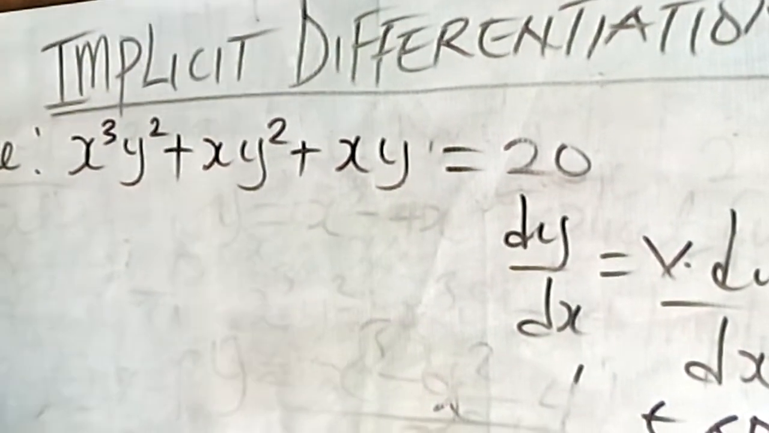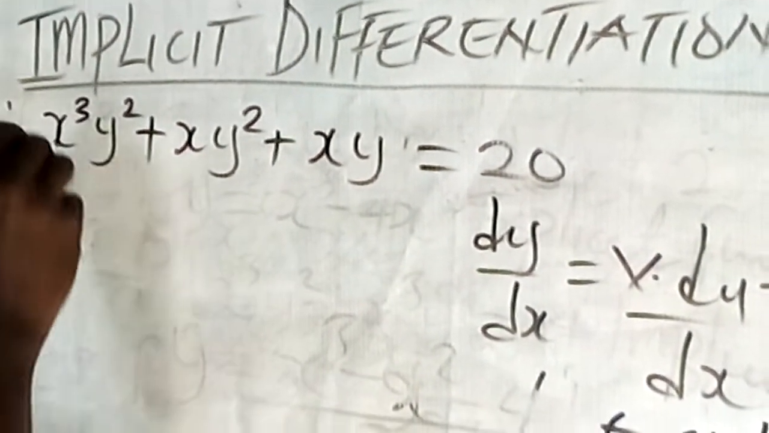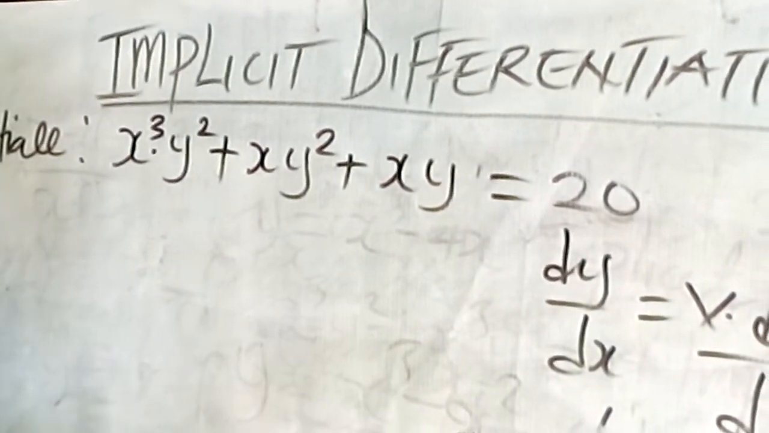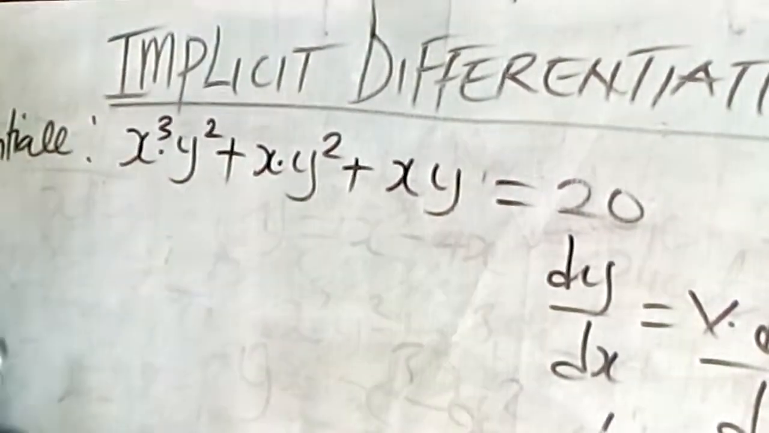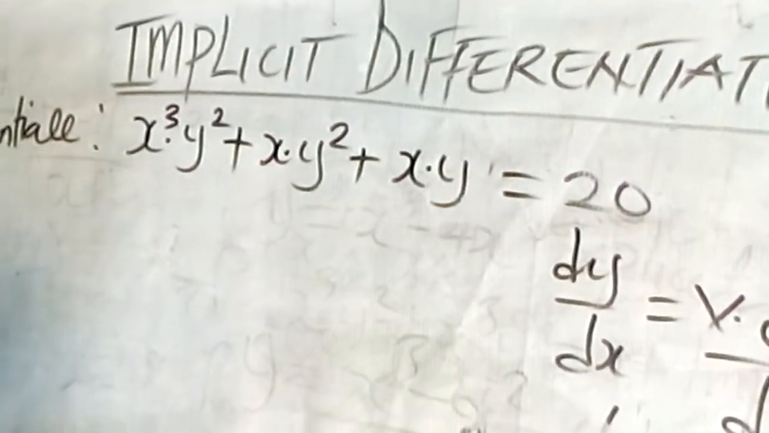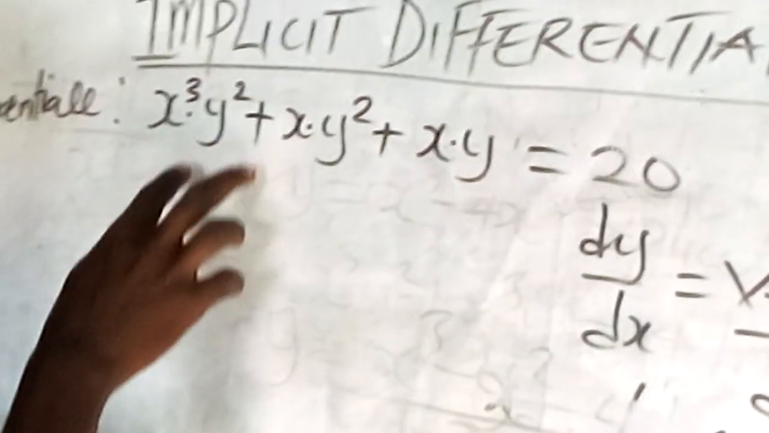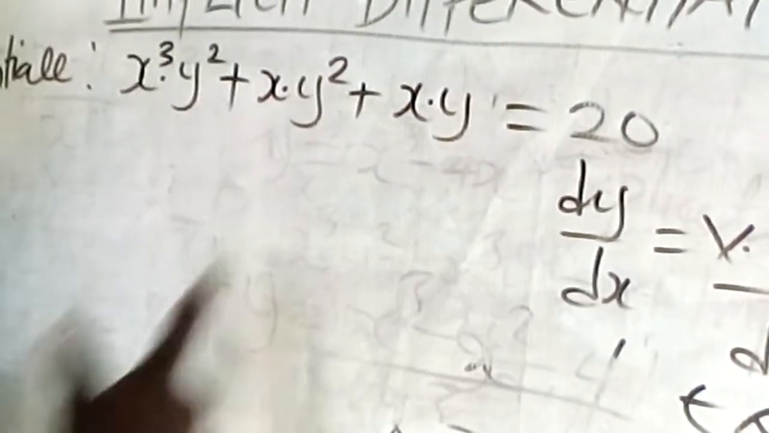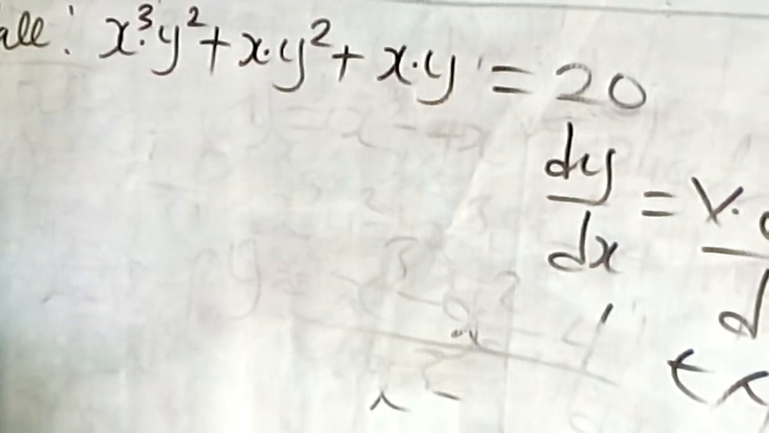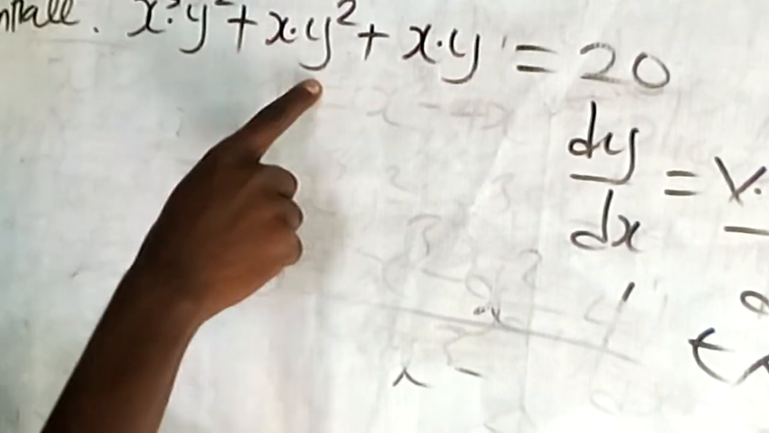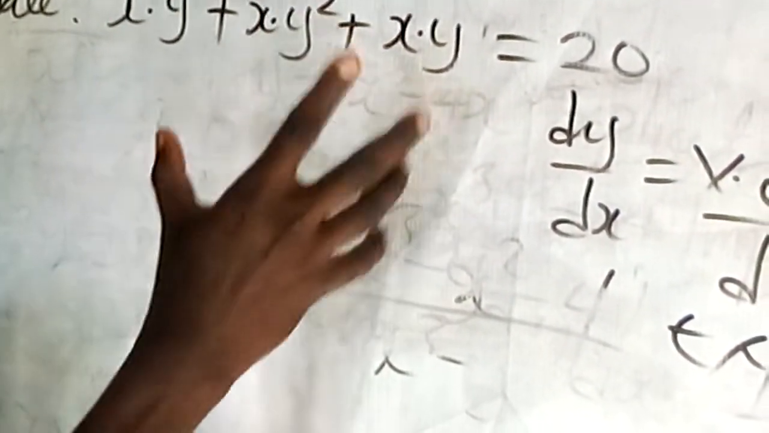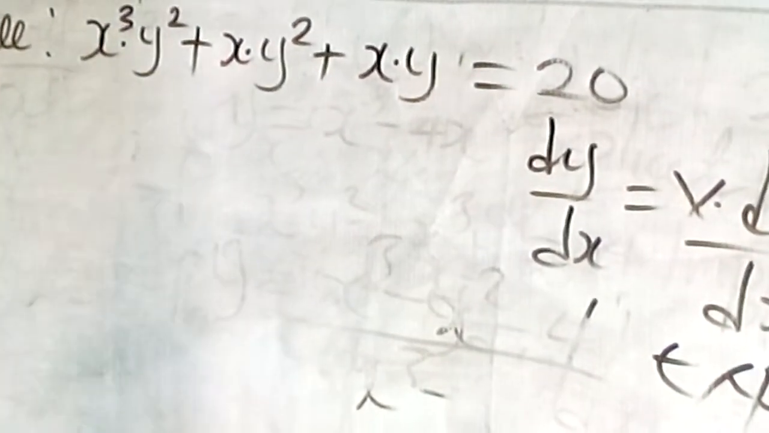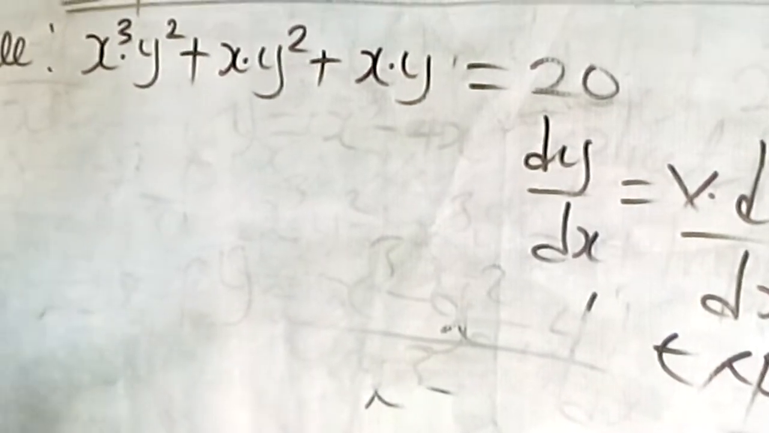Of course, we must understand the fact that this is x cubed times y squared. So it means they are multiplied. x times y squared, they are multiplied. So you must use the product rule to differentiate these terms singly, and then you get your dy/dx. But take note, anytime you differentiate y or y squared, whatever, you multiply it by dy/dx.